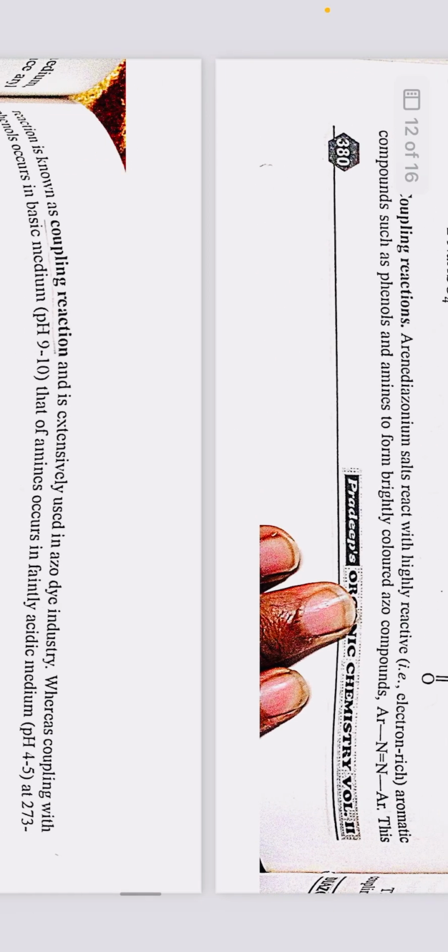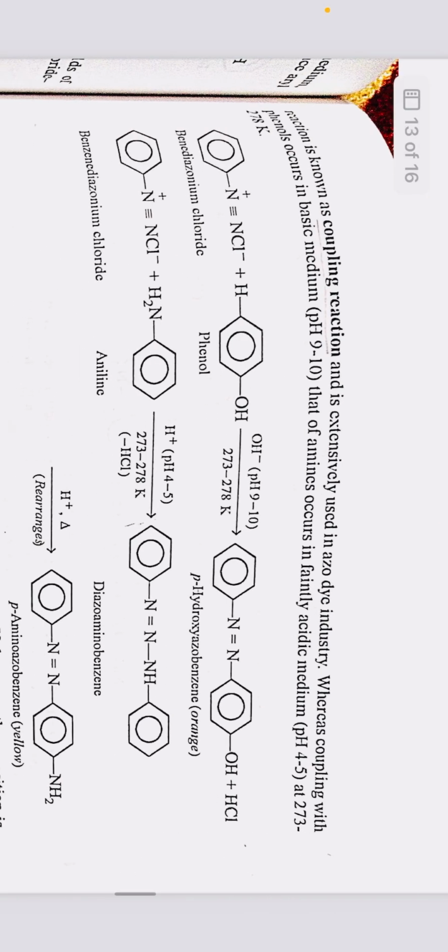Coupling reactions. Arene diazonium salts react with highly reactive aromatic compounds such as phenols and amines to form brightly colored azo compounds. This reaction is known as a coupling reaction and is extensively used in the azo dye industry. Whereas coupling with phenols can occur in basic medium, that of amines occurs in faintly acidic medium at 273 to 278 Kelvin.